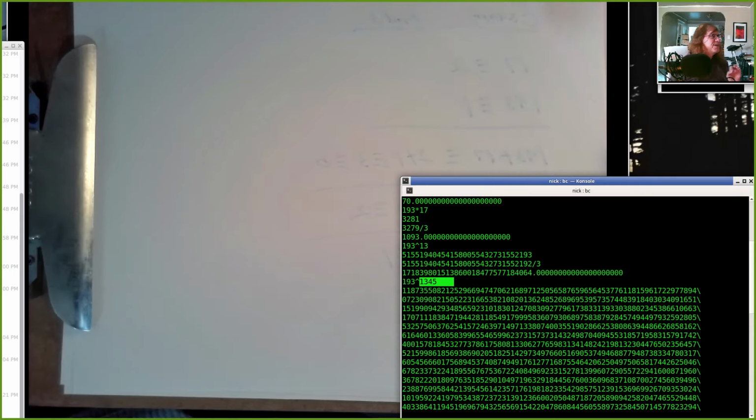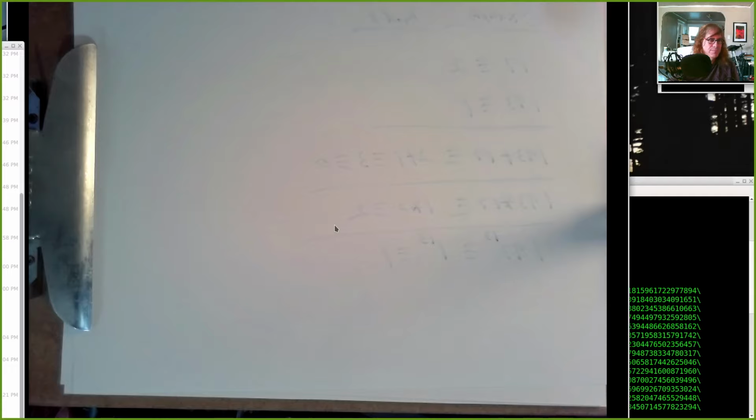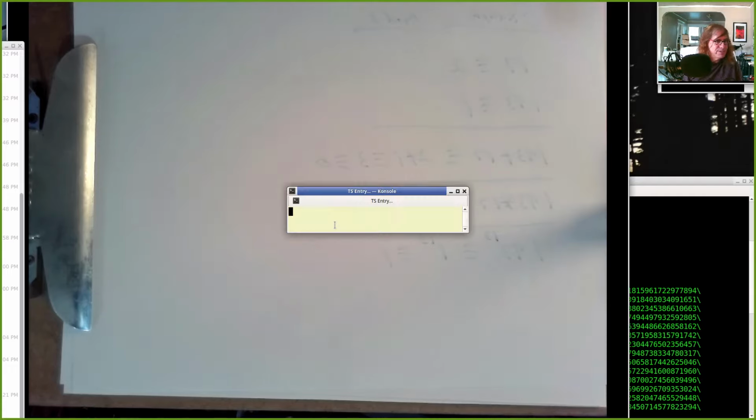So that's the basic idea of why we're working in modular systems. All right, so let's talk about tables and division.